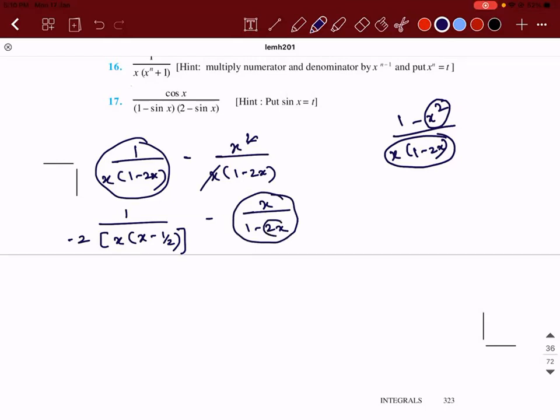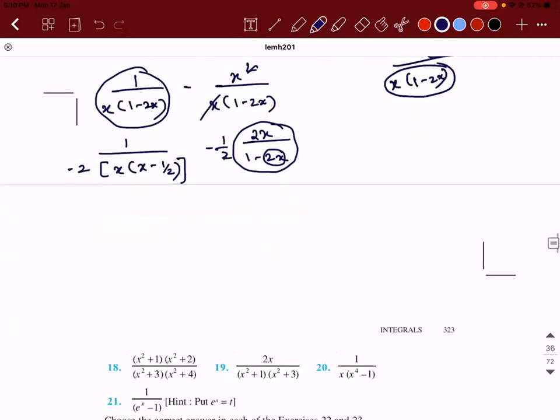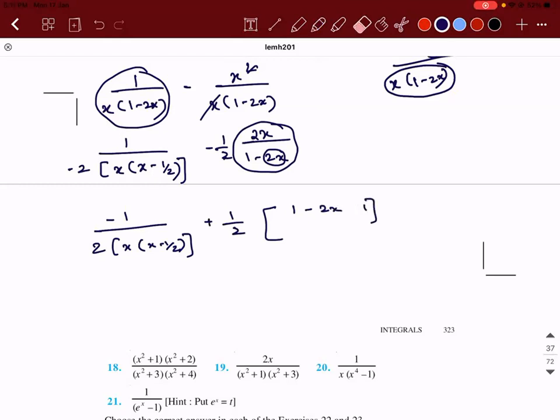So first here you have 2x, so make this as 2 and divide it with half. So to make it look similar to the numerator, what should I do? Minus 1 by 2 into this is x into x minus half minus half into, I'll add 1. I'll push this minus sign inside. So 1 minus 2x plus 1. Sorry, 1 minus 2x minus 1 divided by 1 minus 2x.